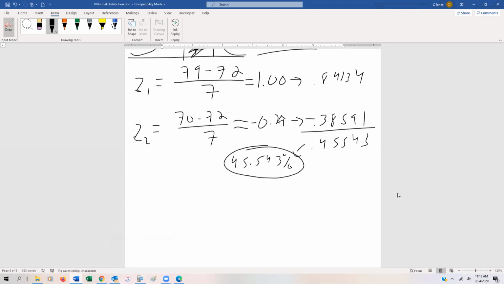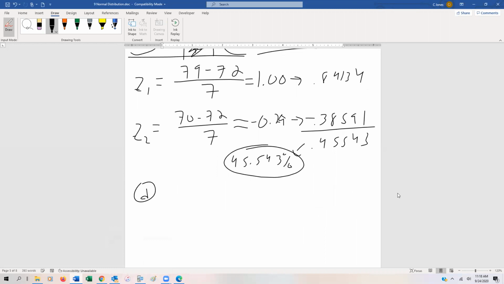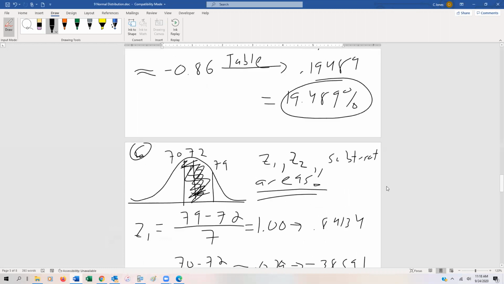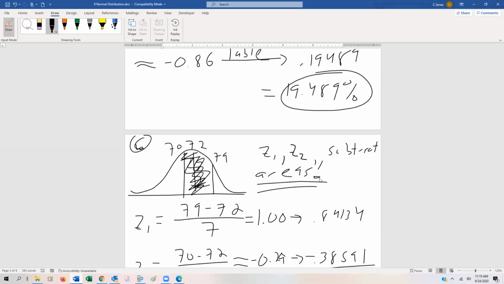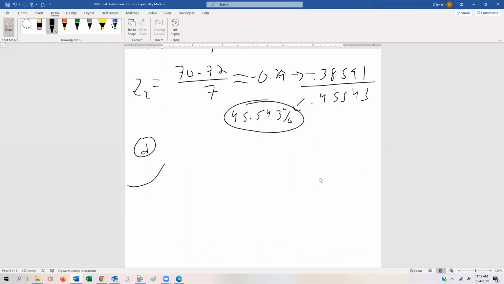One last example. And this one asks us, what's the percent of the class that scored higher than an 80? All right, so 80 is just a little bit more than 1 deviation above. So it's going to happen right about there. So we draw our graph. Here's our graph. And again, the graph is just to make sure that we get the right answer, that it makes sense. So maybe 80 is going to be right here.